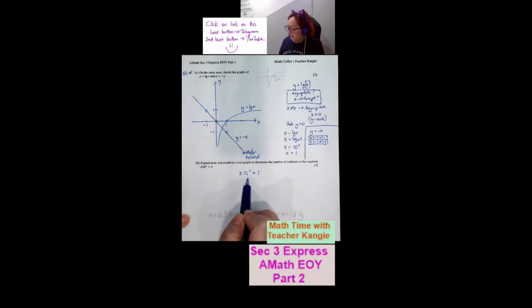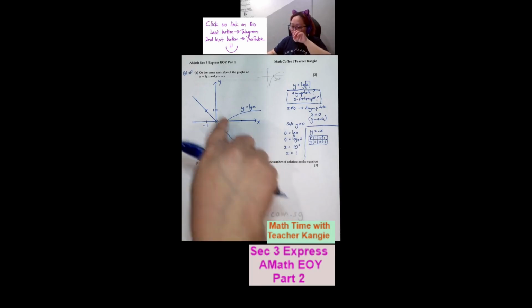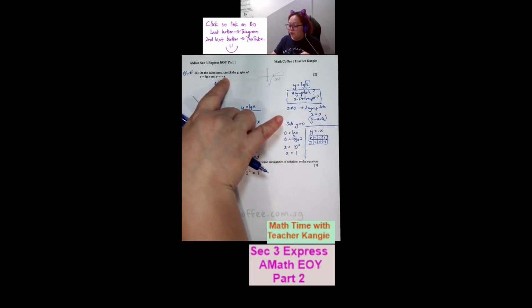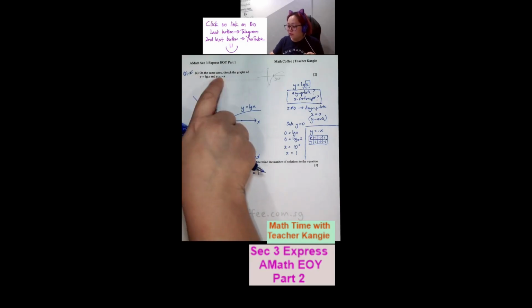Okay, so now see here. Now you need to show that this equation actually is the solution between these two graphs. We all know that if you want to find the intersection point, you need to let this equal to this negative x, because y equals to y.